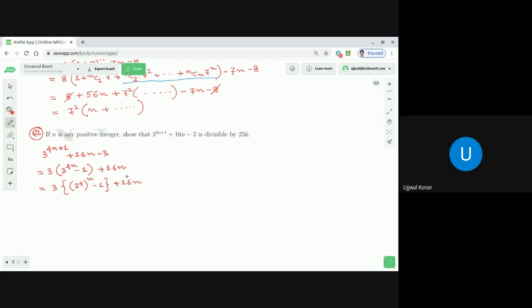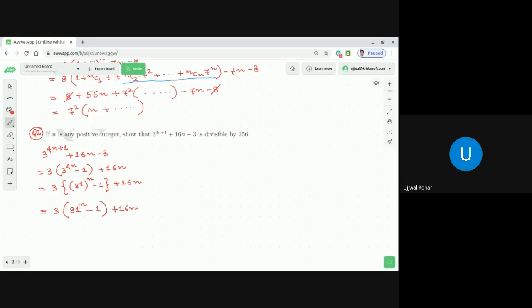Now, we should be bothered about the factor of 256. Let's write 3 power 4. What is 3 power 4? 81. Very good. Now that gives you a very clear idea of how we should proceed. So 81 power n minus 1 plus 16n. Correct, dear students?